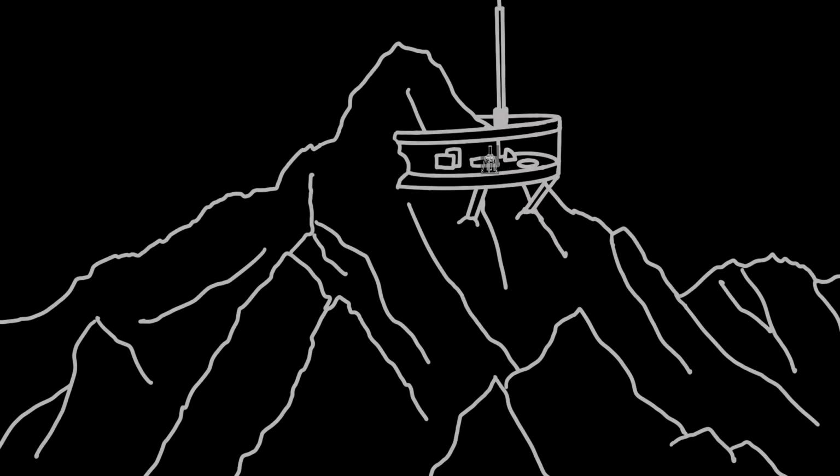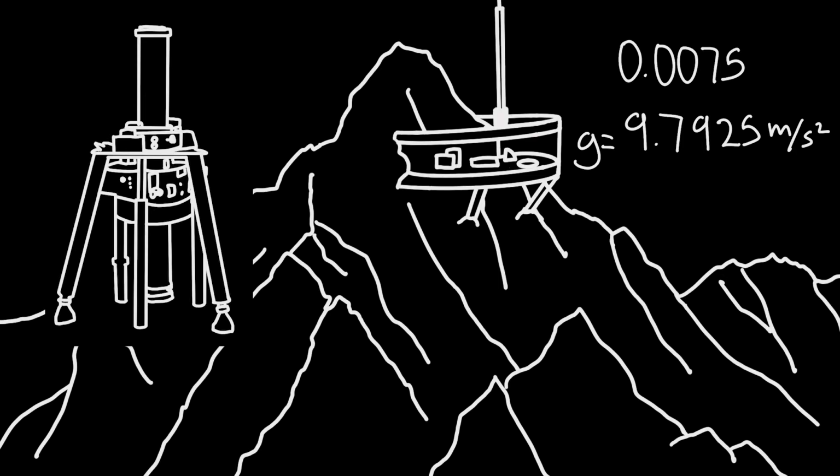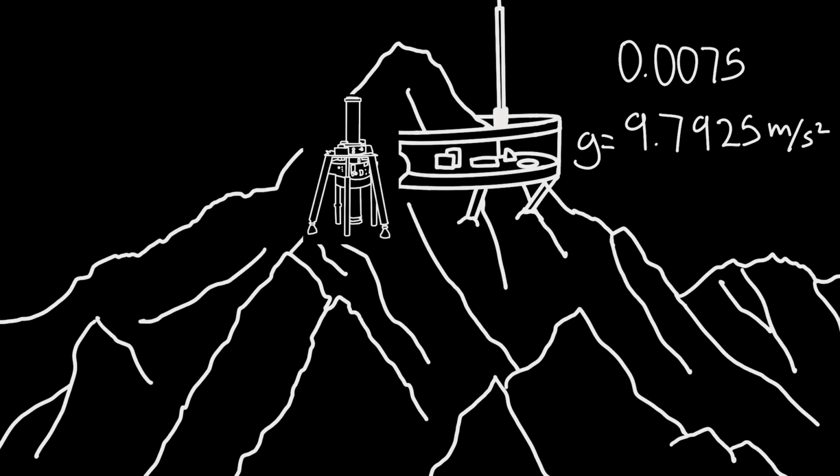Question number 10. Imagine we're on a mountain observatory and we have a sensitive gravimeter. This gravimeter measures the freefall acceleration to be 0.0075 meters per second squared less than normal, or 9.7925 meters per second squared exactly. With this knowledge, how high is it?